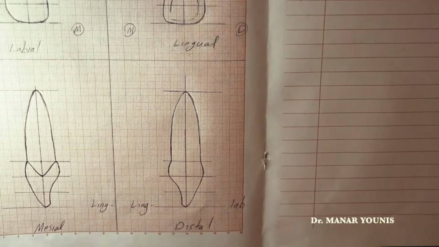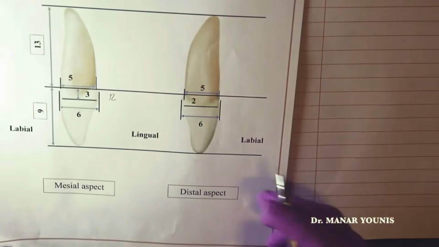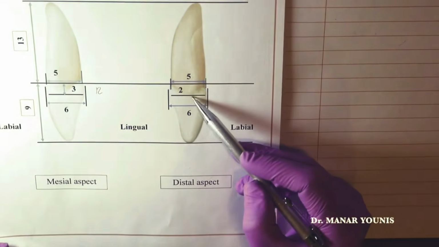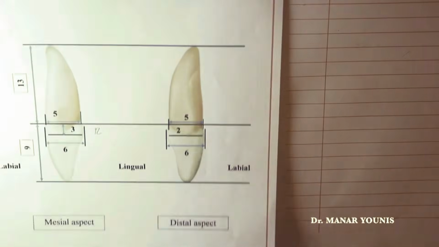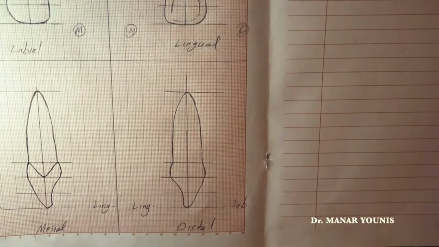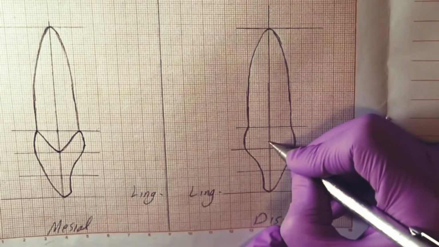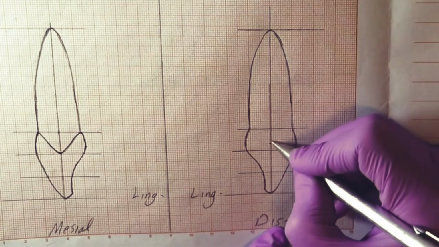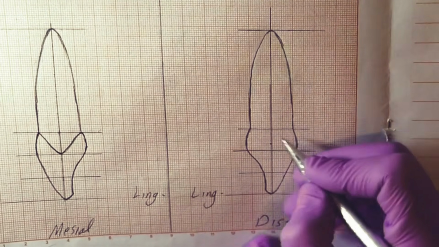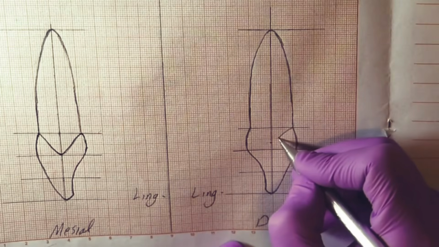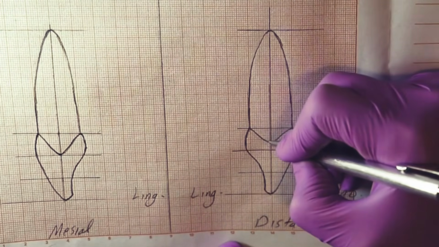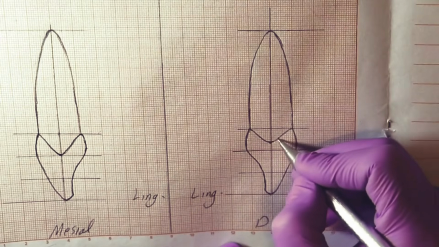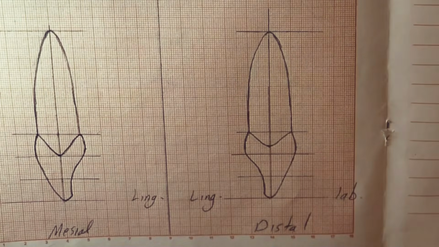The only difference from the mesial aspect is the extent of curvature of the cervical line distally, which is 2 mm, multiplied by 4 equals 8 mm. So from the cervical line down toward the incisal edge, I will measure 8 mm and put a mark. Then I will draw the curvature of the cervical line. This is the distal aspect completed.